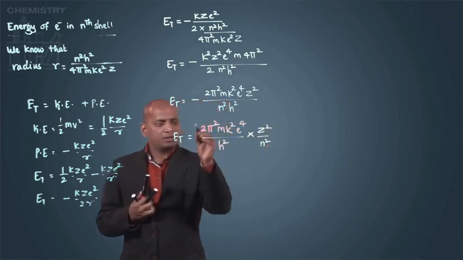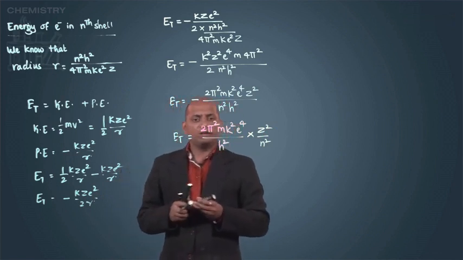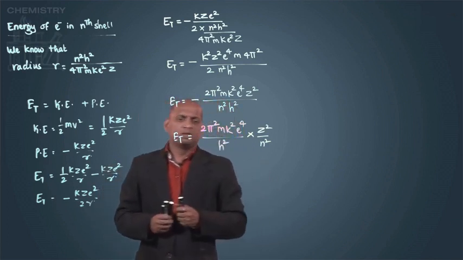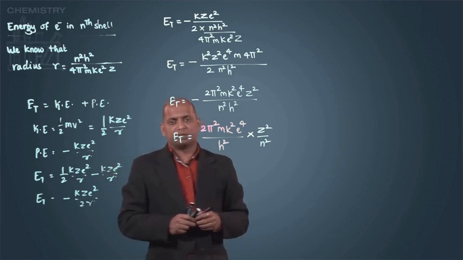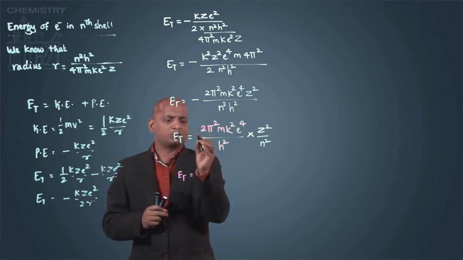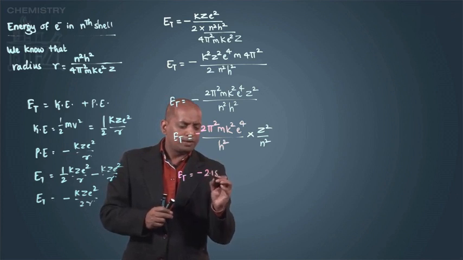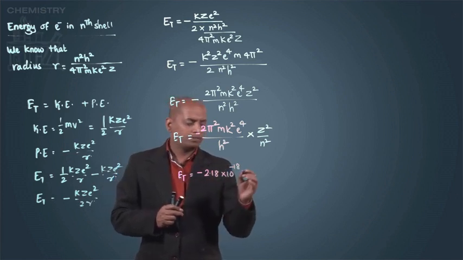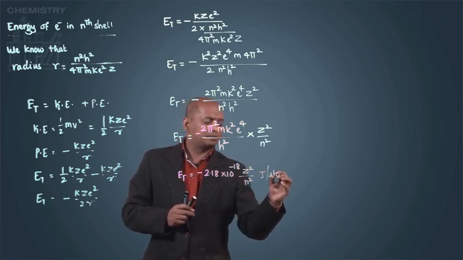Now we know pi is 3.14, we know the mass of the electron 9.1 into 10 raised to minus 31, we know k, we know e 1.6 into 10 raised to minus 19, and h is Planck's constant. So this ET becomes this value, with a minus sign also: minus 2.18 into 10 raised to minus 18 z square upon n square joules per atom.